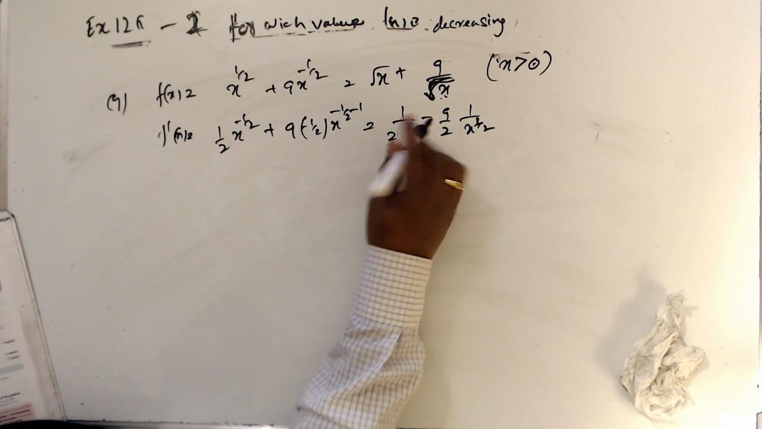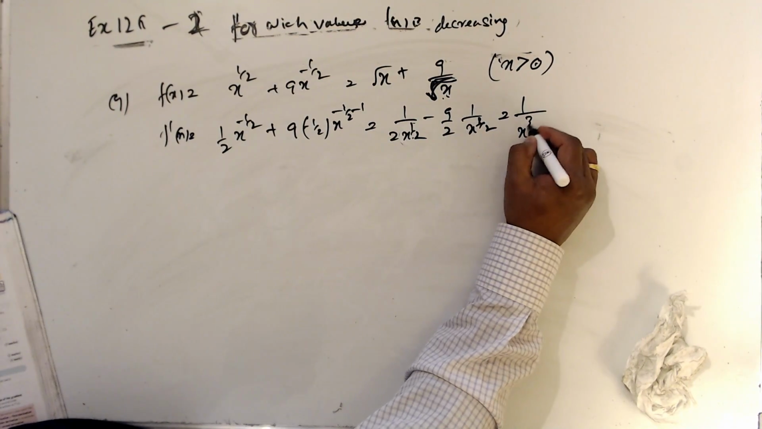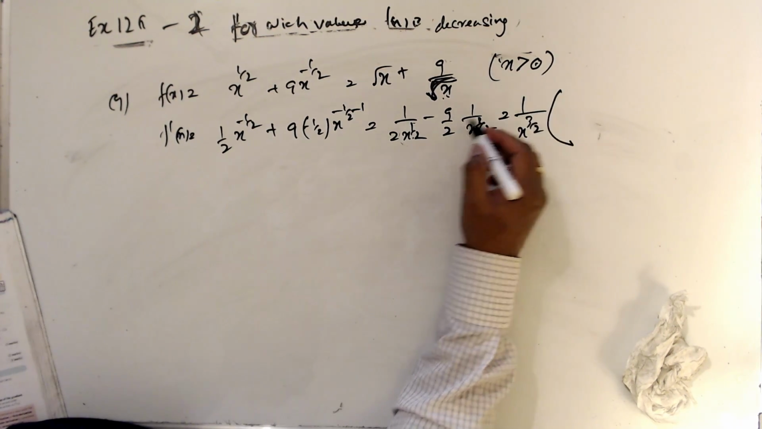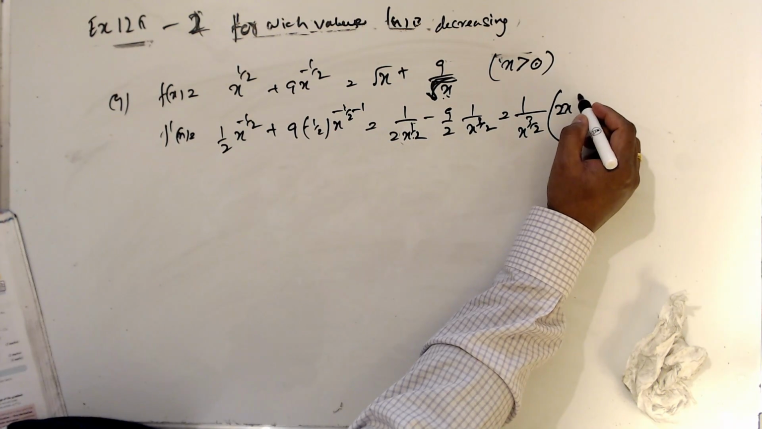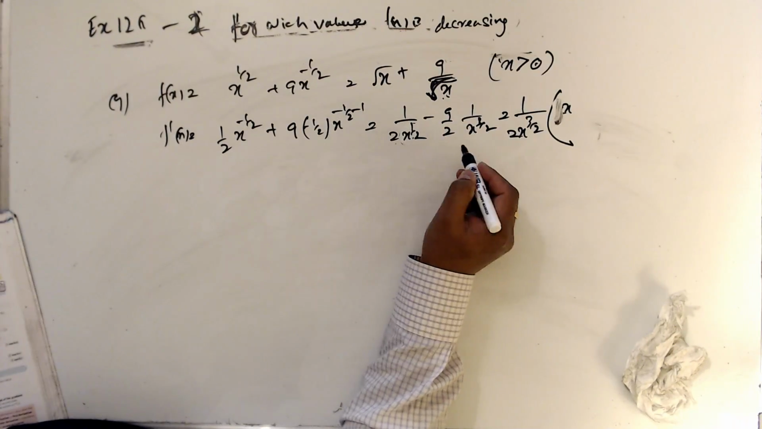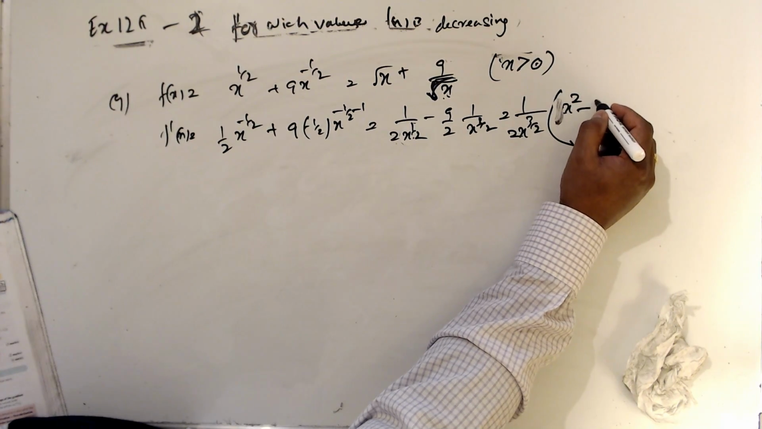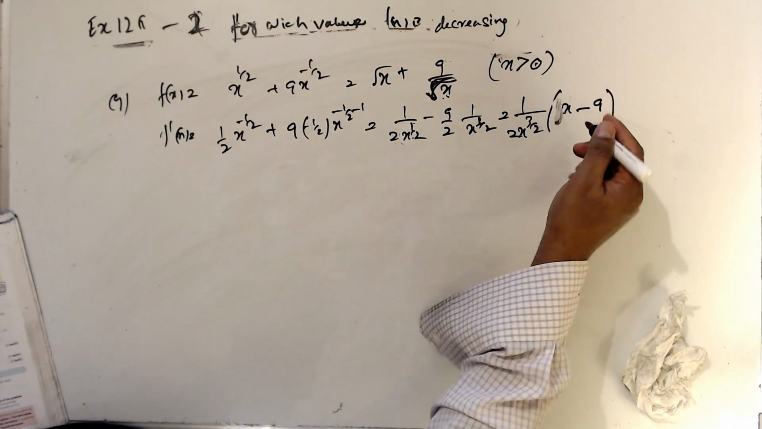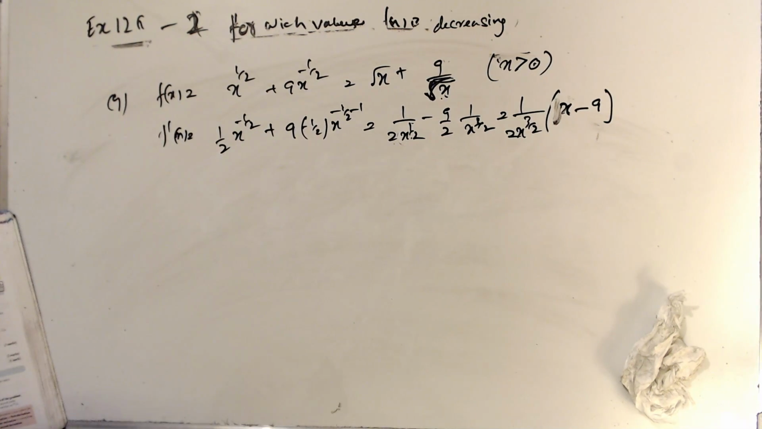Alright, this is x to the half as well. If I take 1 over x to the 3 over 2 out, then this is going to be x. I can take 2 as well. So this is going to be x minus 9. Sorry, this is not x square. This is x minus 9.